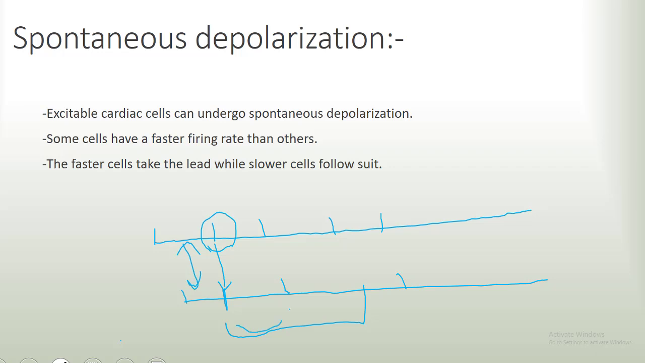And after 5 seconds passes, the first cell is also going to transmit these impulses to the second cell, and the second cell will depolarize again. In this sense, you can understand that the faster cells are going to be the ones that are controlling the slower cells, because they don't allow the slower cells to fire.